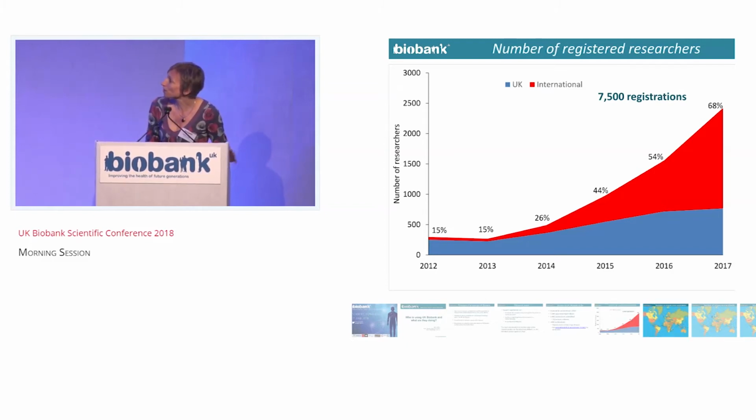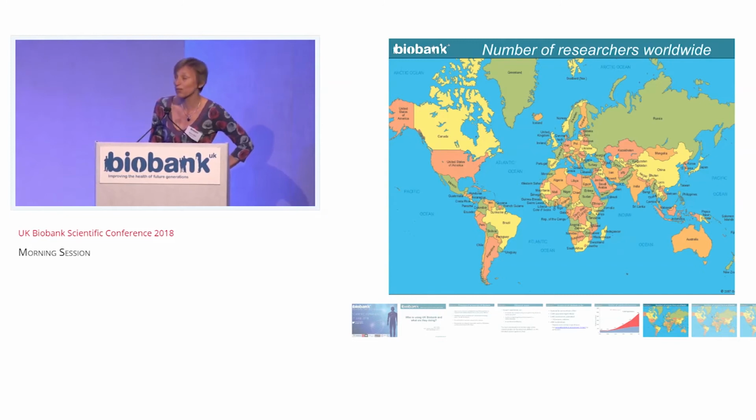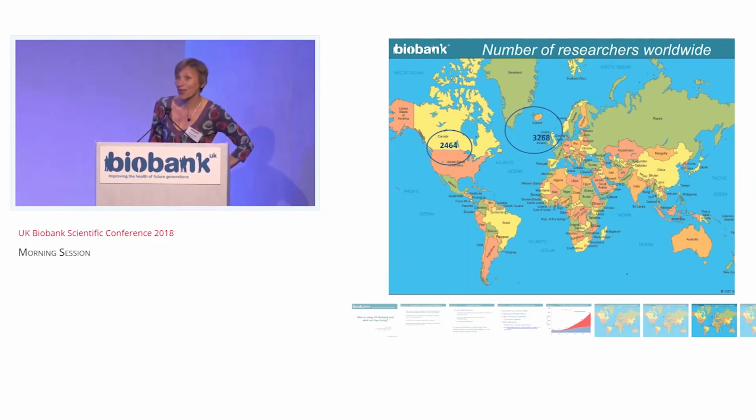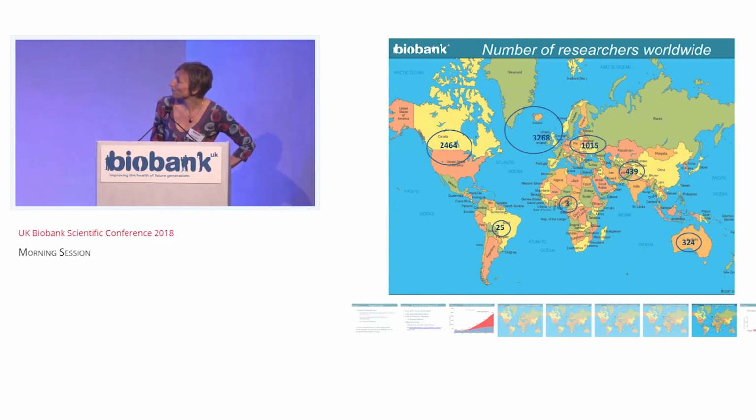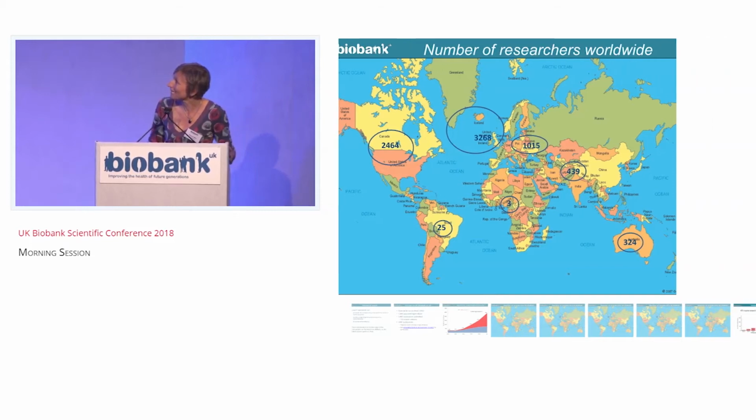So where are all these researchers based? Well, we have just over 3,000 in the UK, about 2,500 in the US and Canada, about 1,000 across mainland Europe, a hub of research activity in Australia, and then a few researchers elsewhere. So that's really where the main researchers are located.